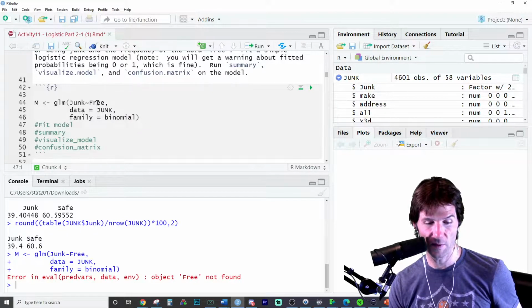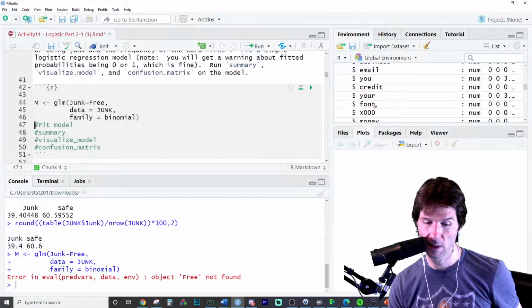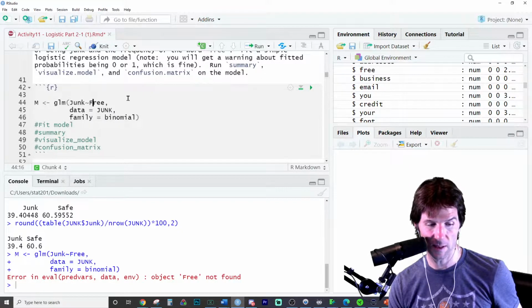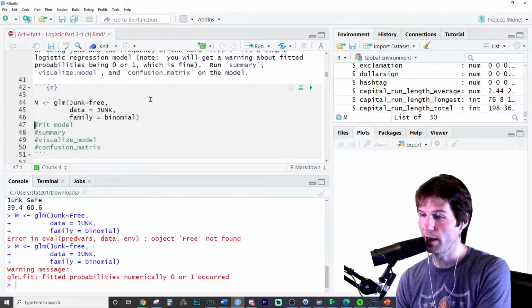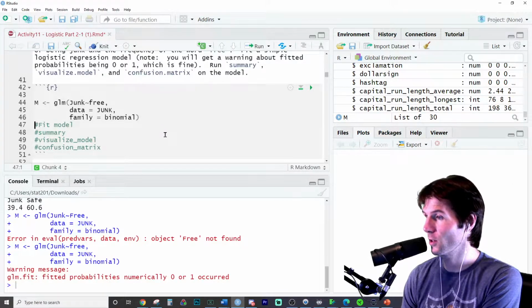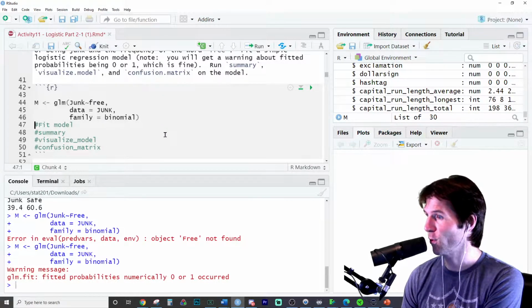And it says free not found. Is free lowercase? It is lowercase. That's why. Now we find it. Warning, fitted probabilities numerically 0 or 1. So this is because it's binomial. That's quite fine. Don't worry about the warning.